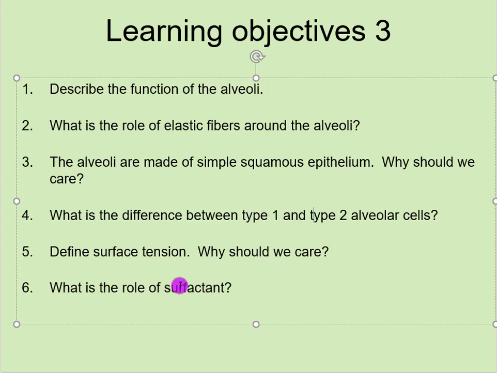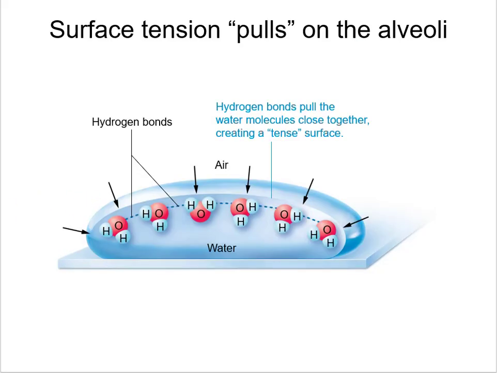Surfactant is there to deal with surface tension. So in order to understand surfactant, we're going to have to understand surface tension. Okay. Surface tension you guys have heard of somewhere along the way, whether in bio 101 or high school biology or bio 141, somewhere you've heard of surface tension. What is it? Surface tension is simply when water molecules get attracted to one another through hydrogen bonds.